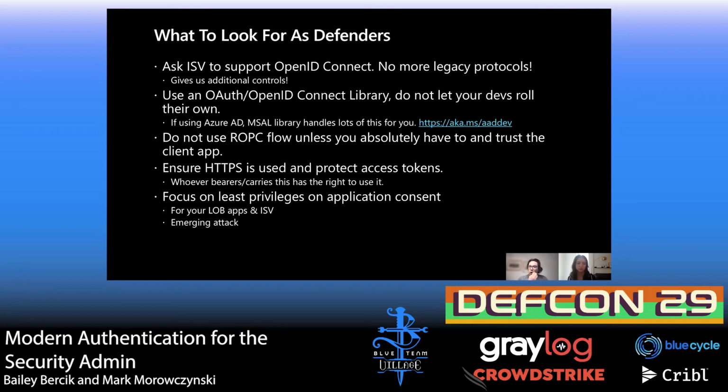And then lastly, we want to make sure we're focusing on least privilege when it comes to application consent. That's a great practice in general. So when your line of business apps are using OpenID Connect, you want to make sure they're not asking for too many permissions, which is pretty common, right? Like, oh, I don't know what I'm going to need, so I'm going to ask for the ability to do directory read, write all and just do everything.